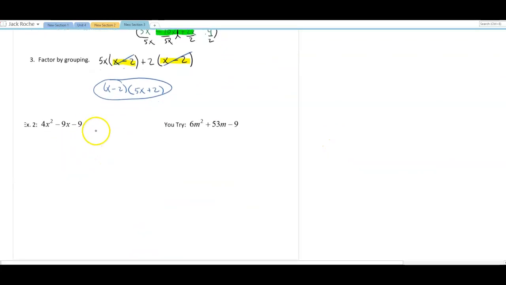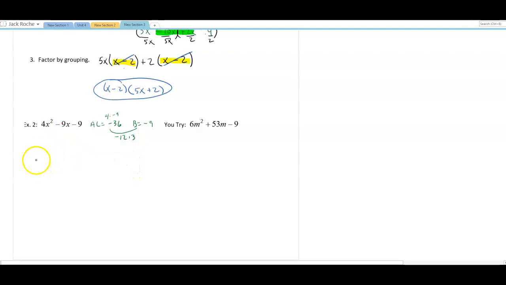Let's do a couple more examples here. Example 2. If I multiply AC, 4 times negative 9, so 4 times negative 9 is negative 36. These add up to B, which is negative 9. So what numbers multiply to give you negative 36 and add up to negative 9? This here would be negative 12 and 3.